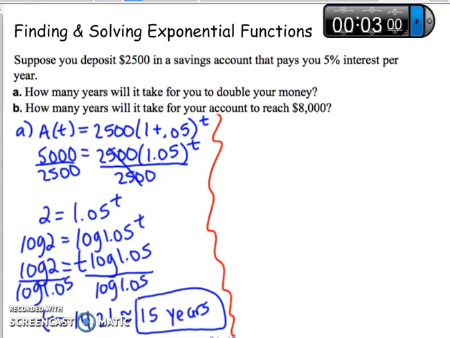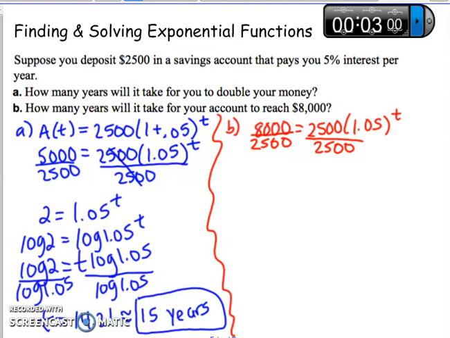Okay, so I'm just going to do this so we can do part B over here. So now B is the same idea, but how many years is it going to take for your account to reach 8,000? So now we're going to plug in 8,000 as your A of t, and you have 2,500 times 1.05 to the t. So now again, isolate the base to the exponent, so we're going to divide out the 2,500. So 8,000 divided by 2,500 is going to give me 3.2. And then we have 1.05 to the t.